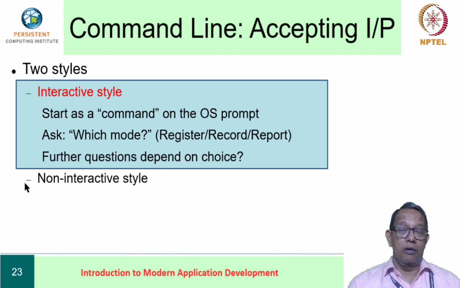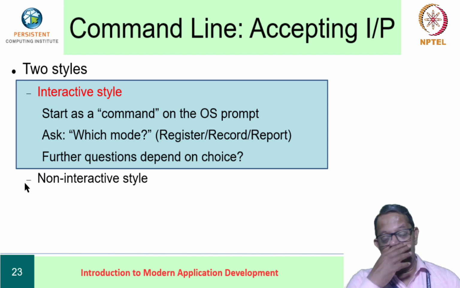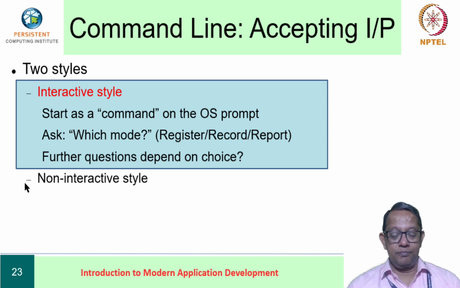Instead, suppose the mode chosen is record, then the command line program would ask what event, next who paid, and finally how much was paid. If the mode chosen is report, then the next question would be whose report is required, at which point the user types his or her name and gets the corresponding report. We see that the questions that will be asked by the command line application will depend on the choice of the question which mode. All of this is happening after the command has started running.